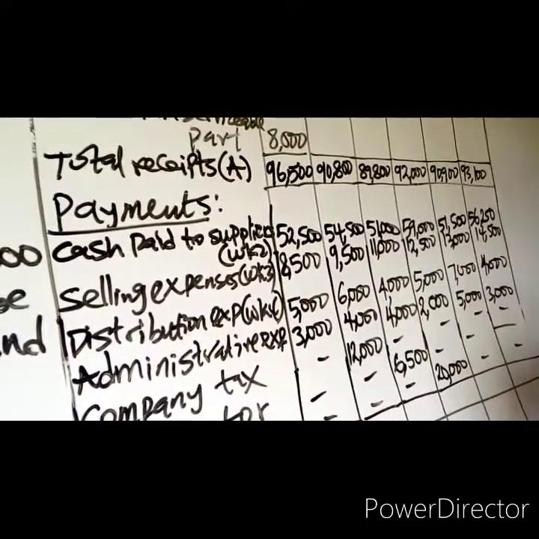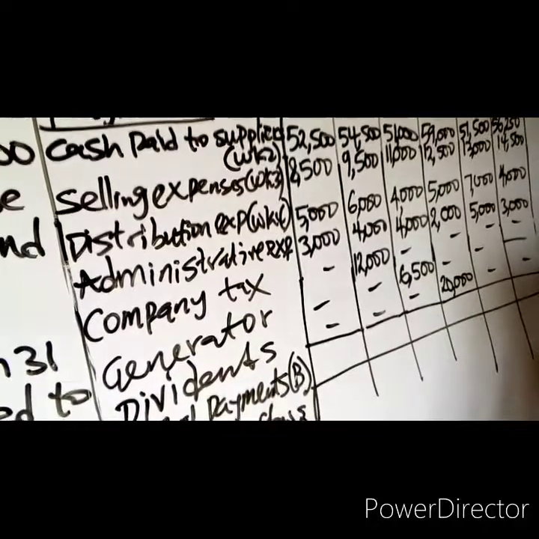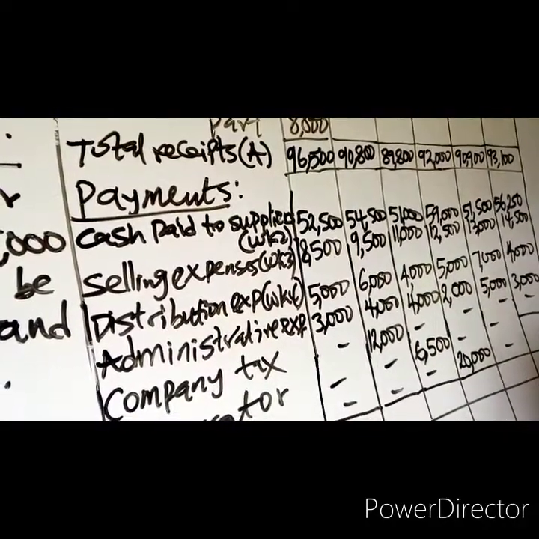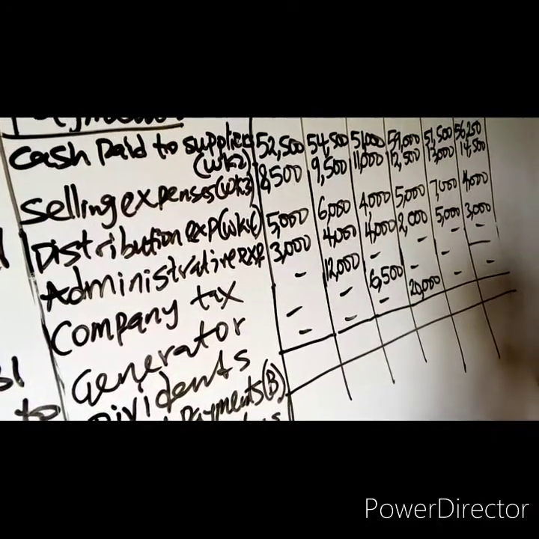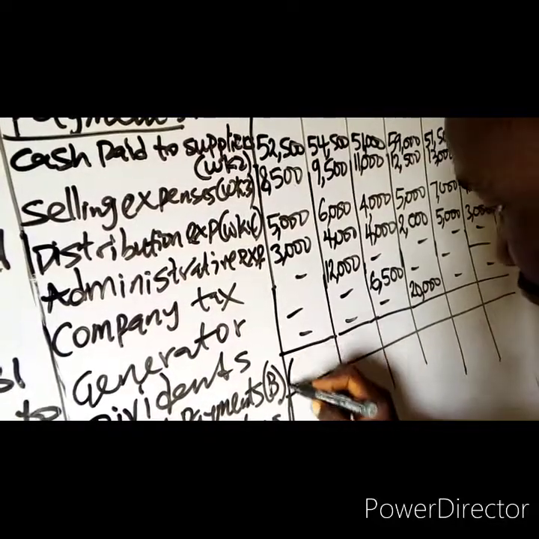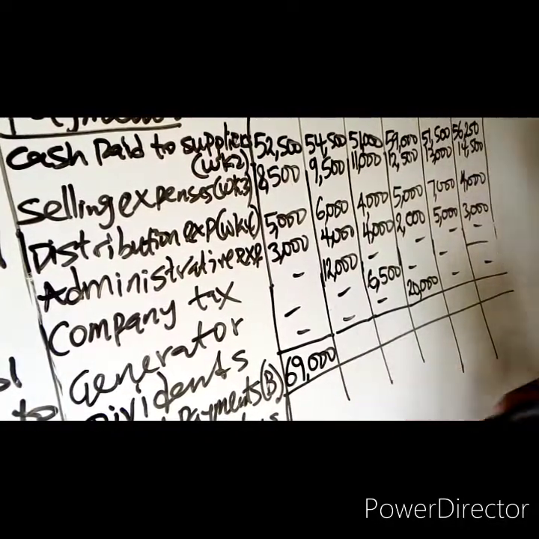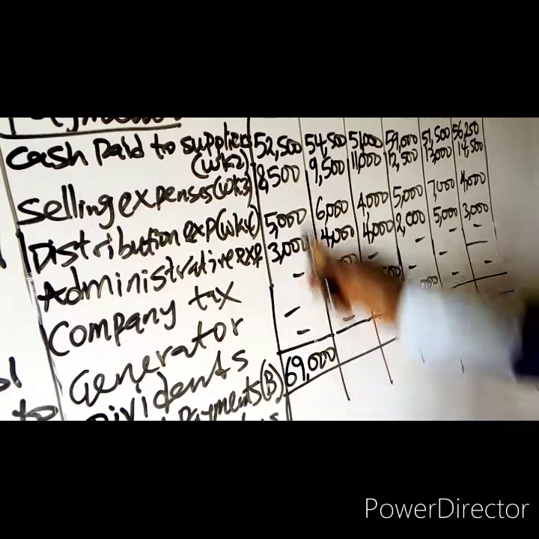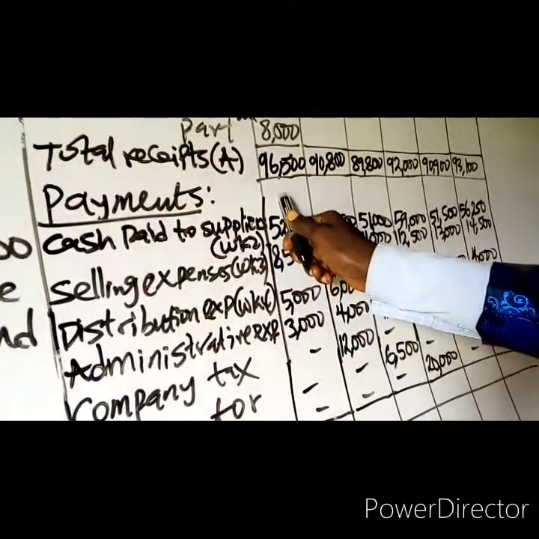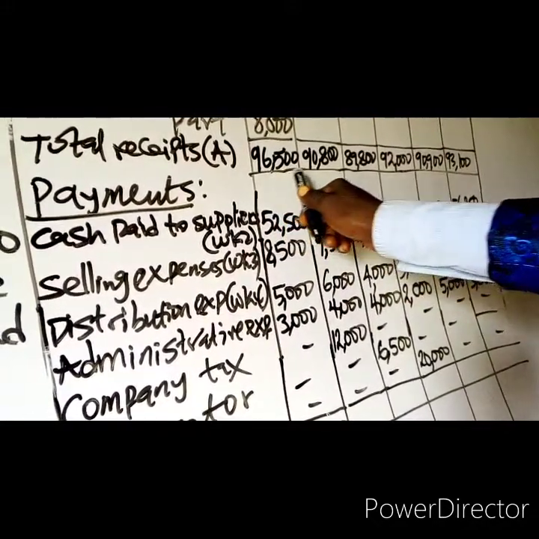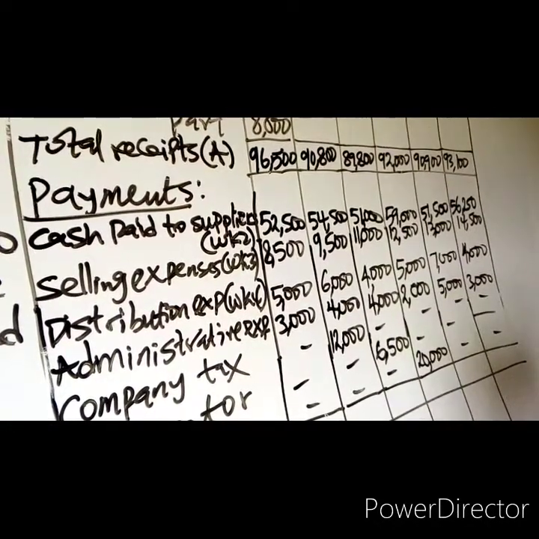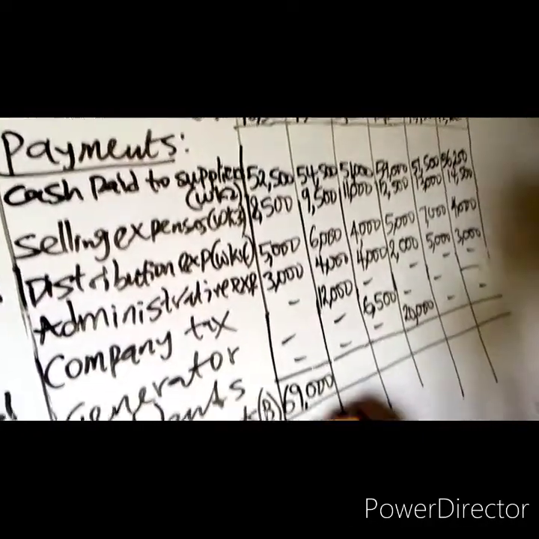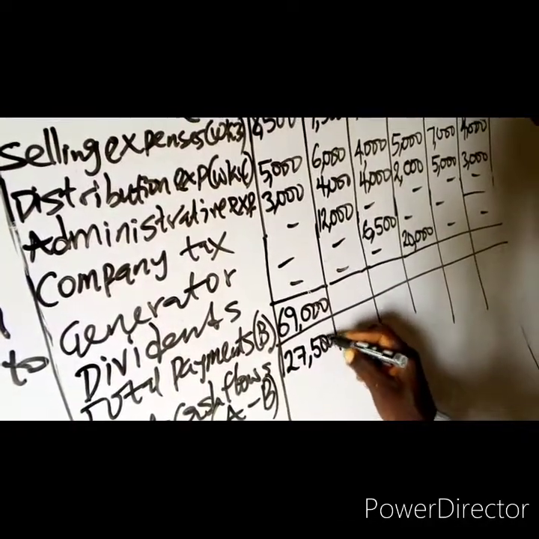So 52,500 plus 8,500 plus 5,000 plus 3,000. Then you have 69,000. That is the total payment. When you now subtract the total payments of 69,000 from the total receipts of 96,500, then you have the net cash flows. Subtract it from 96,500. Then our net cash flows is 27,500. That is the net cash flows.